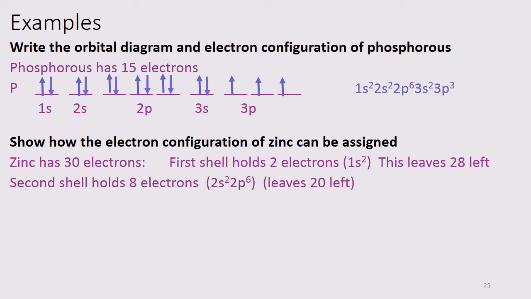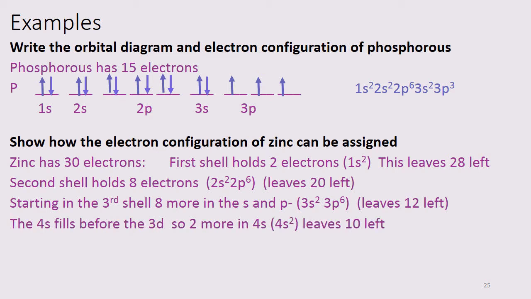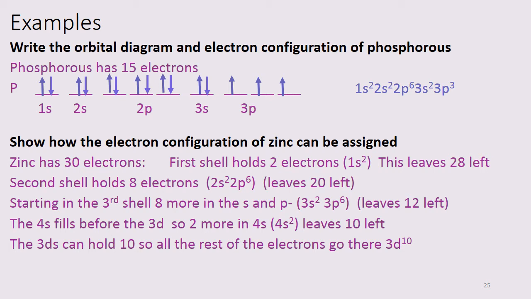Okay, the second shell holds a total of 8 electrons, 2s2, 2p6. So that leaves 20 left. The third shell starts with the 3s2, 3p6, so that's 8 more. So if we subtract that, that leaves 12 left. Now remember that before the 3d's come in, the 4s's come in. So the 4s fills, so that's 2 more, 4s2. That leaves 10 more electrons. Now the 3d's can hold 10 electrons, so all the rest will go into the 3d subshell, so 3d10.